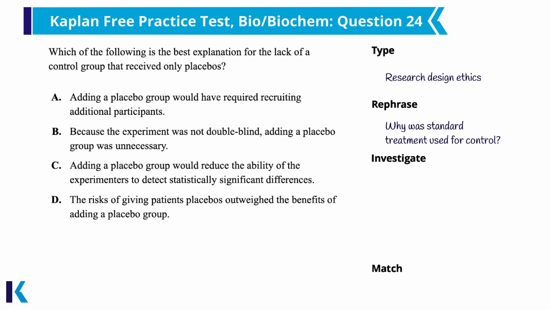A is just simply not true. There were more than enough patients to split into another group, and even if this were true, this is not an acceptable reason to omit a placebo control. B is also not true. A double-blind study still follows the same rules. There should be a control group that omits the independent variable.